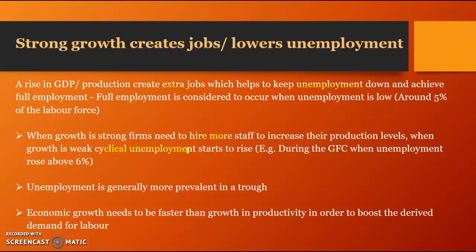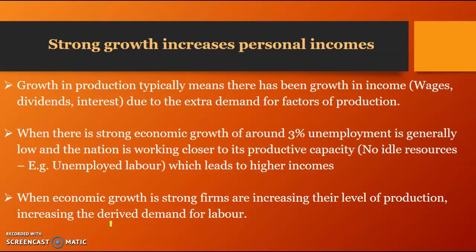So essentially, economic growth needs to be faster than growth in productivity for demand for labour to increase. If we produce more, but only because each individual worker can produce more per hour, or they're more productive, then we don't actually need more workers. So we need to increase our overall production at a faster rate than we increase productivity, so that we actually need more workers. So economic growth as a whole means more production, therefore more demand for labour and reduced unemployment.